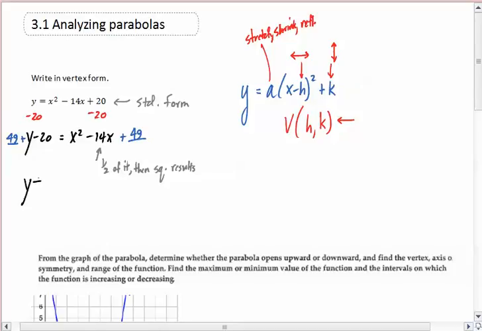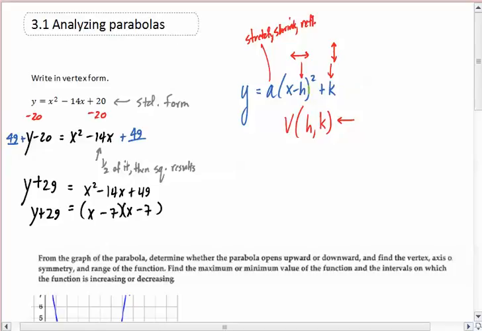So we have y plus 29 on the left, and we have x squared minus 14x plus 49 on the right side. This is actually called a perfect square trinomial now, and we're going to be able to factor it, and it will factor perfectly the same. It's going to be (x minus 7) and (x minus 7). Now, we've added the 49 so that it would do that. We did that on purpose. We fixed it so that it would actually factor perfectly like that.